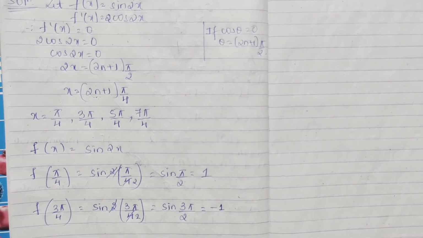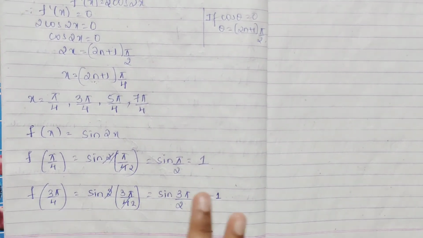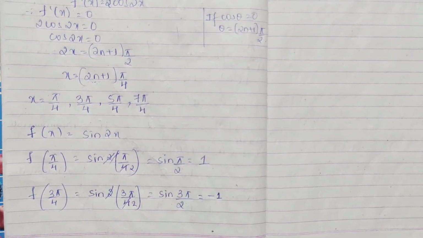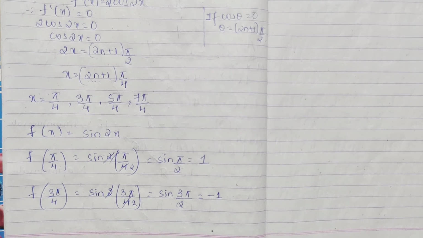So here we are not finding our local maximum or local minima, because they have asked us just to find the maximum value. So we are finding the critical points. So where it attains the maximum point, that is only going to be the maximum value, right?